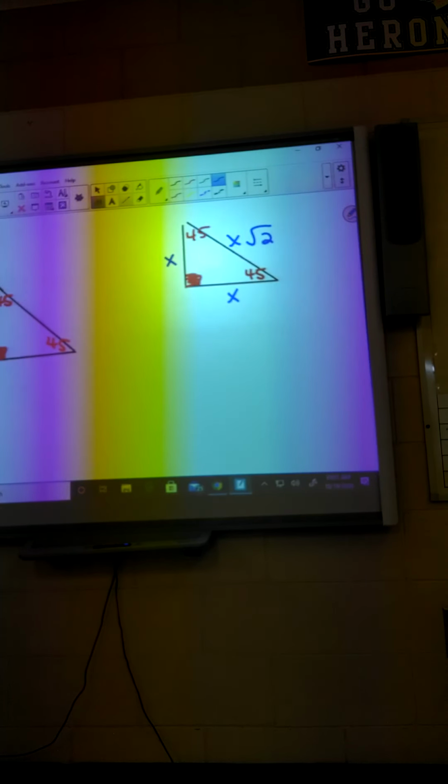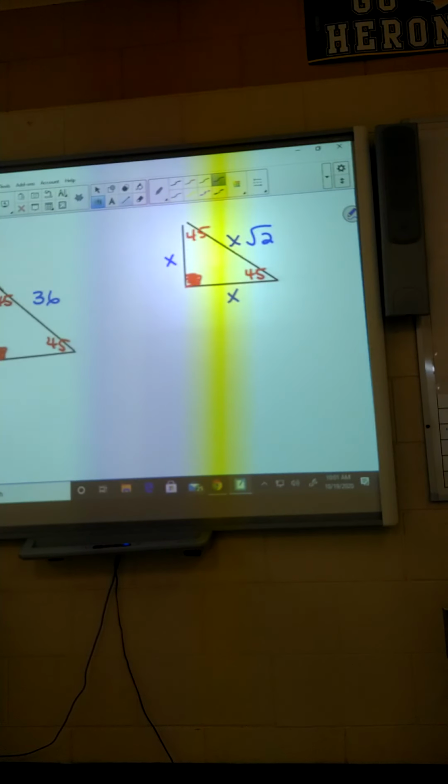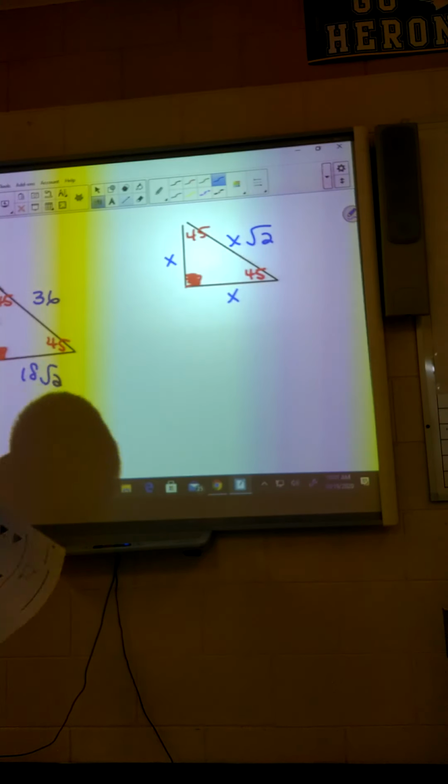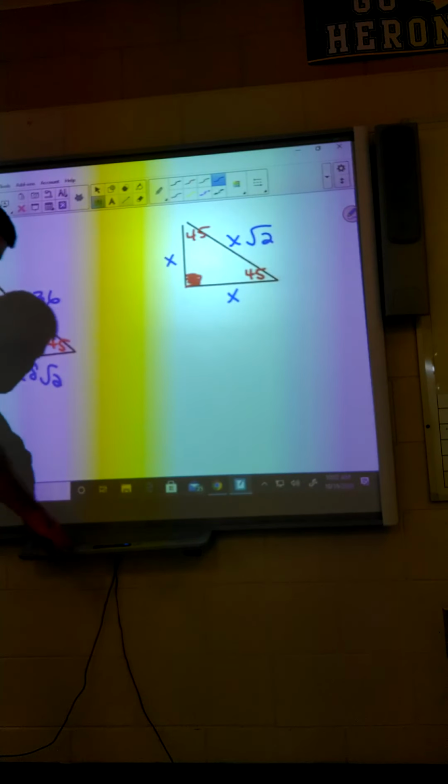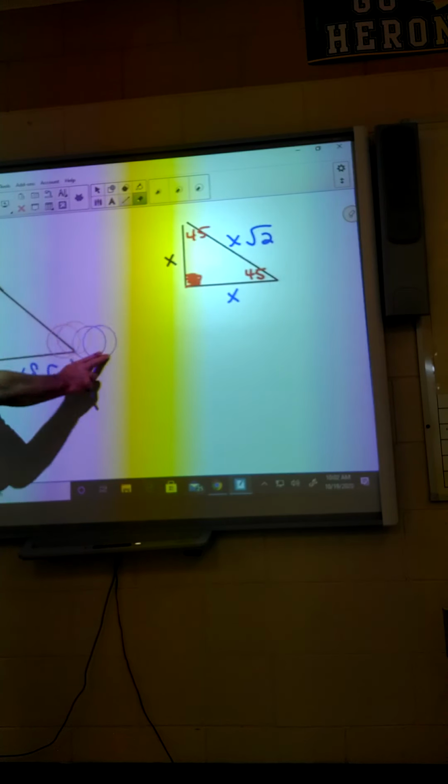Let's go to 6. Got 36. What's the shortcut? If I want to divide it by root 2, somebody give me a shortcut. Divide by 2, which is 18. So it's 18 root 2, 18 root 2. Once you get used to that shortcut, it's a lot faster. All right, and let's try 7. Maybe 7 has enough information we can do it.